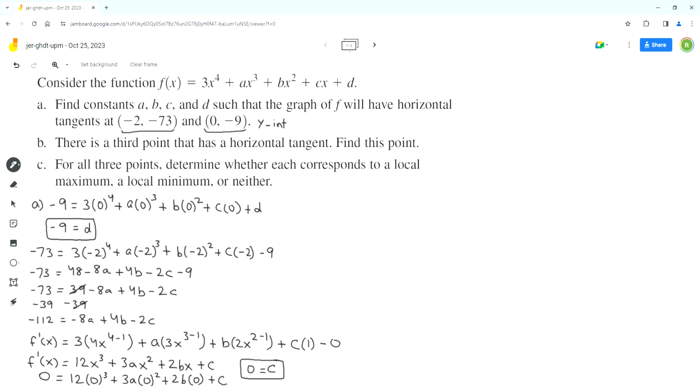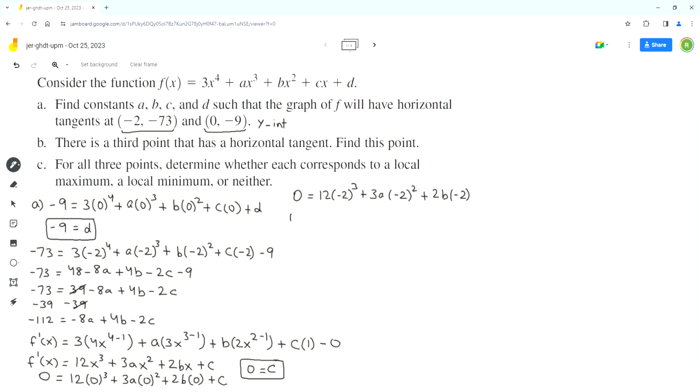So now the left side will be 0 equals, and we'll sub in x as -2. So we'll use the derivative equation. So 12 times -2 cubed plus 3a times -2 squared plus 2b times -2, and the c term goes away because c is equal to 0. Now we have to simplify this equation.